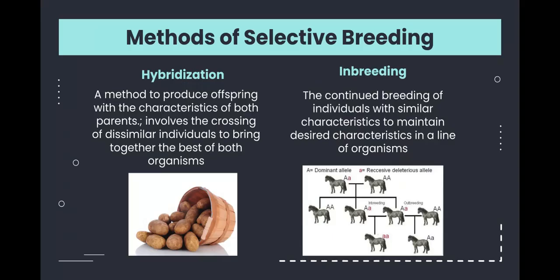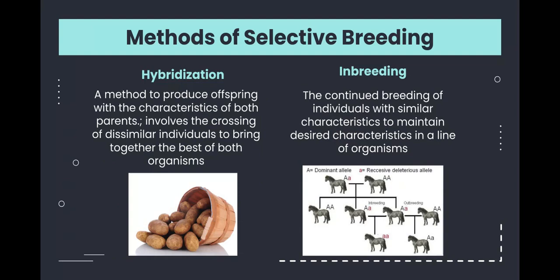Now, there are some methods to selectively breed. One of them is called hybridization. This method produces offspring with the characteristics of both parents. Typically, it's used to cross very different individuals that have very different characteristics. They're the same species, but they look different and have very differing traits. And the idea is that the offspring would have the best of both.